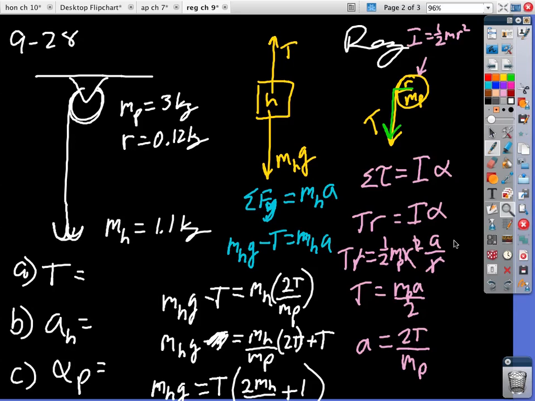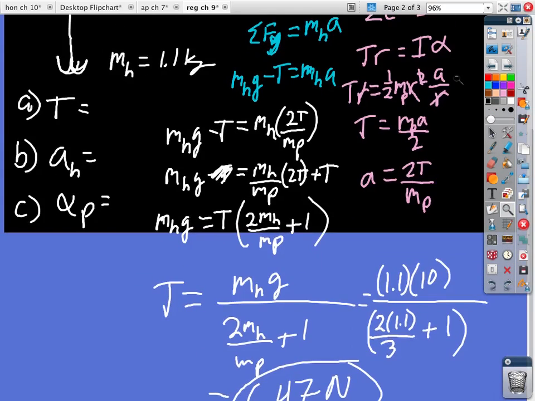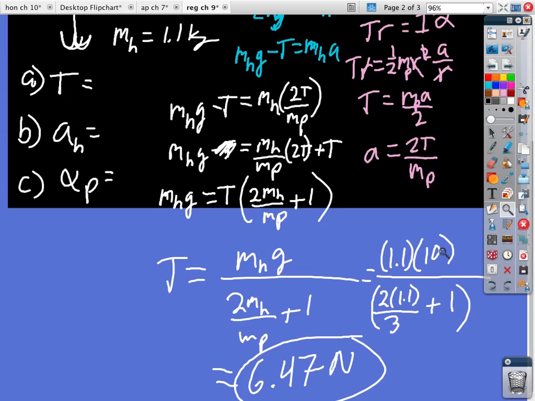So here, do we see that if I know T, finding a is trivial? If I know T, I just plug it back in over here and I'll get a. And this is the acceleration of the string as it leaves the pulley. And then, of course, how do you get alpha from a? Divide by r, thank you. So all I have to do is divide this by r and I get this.